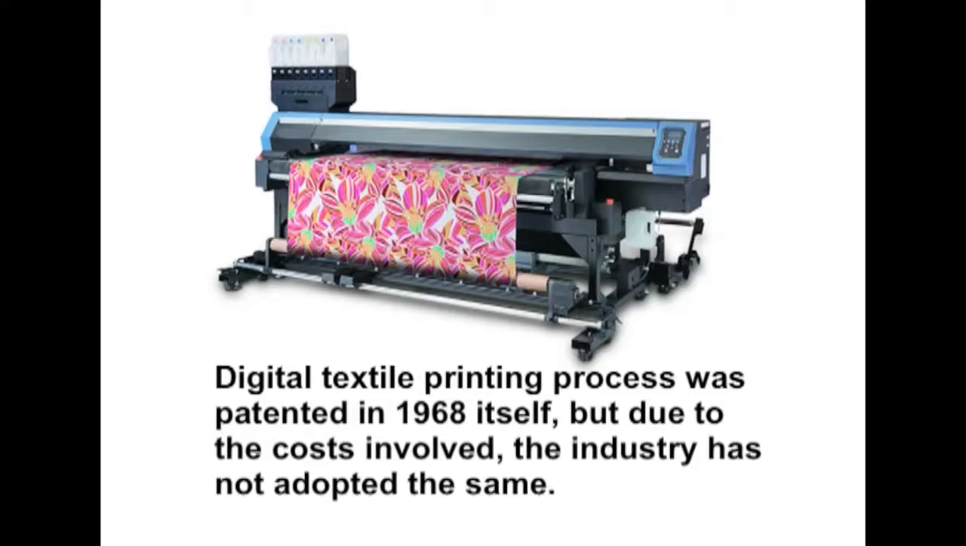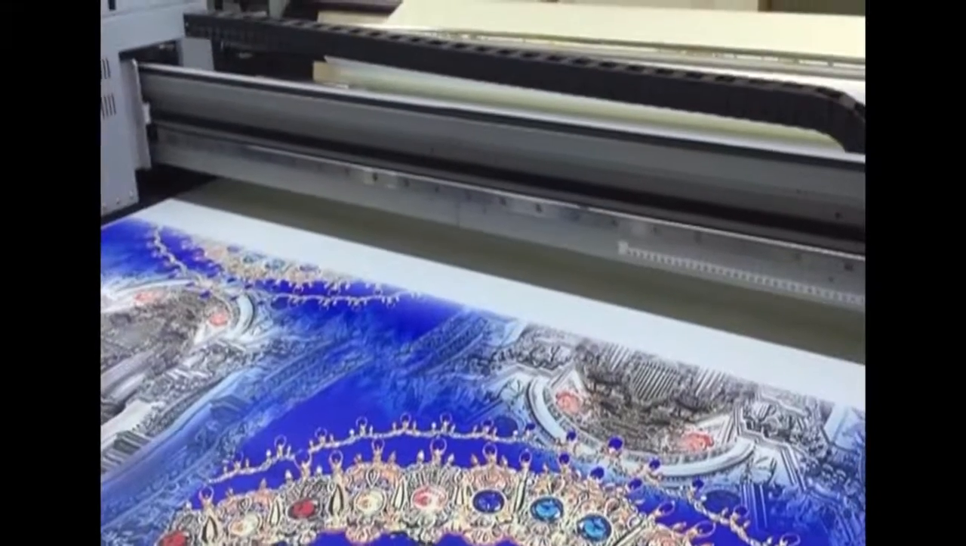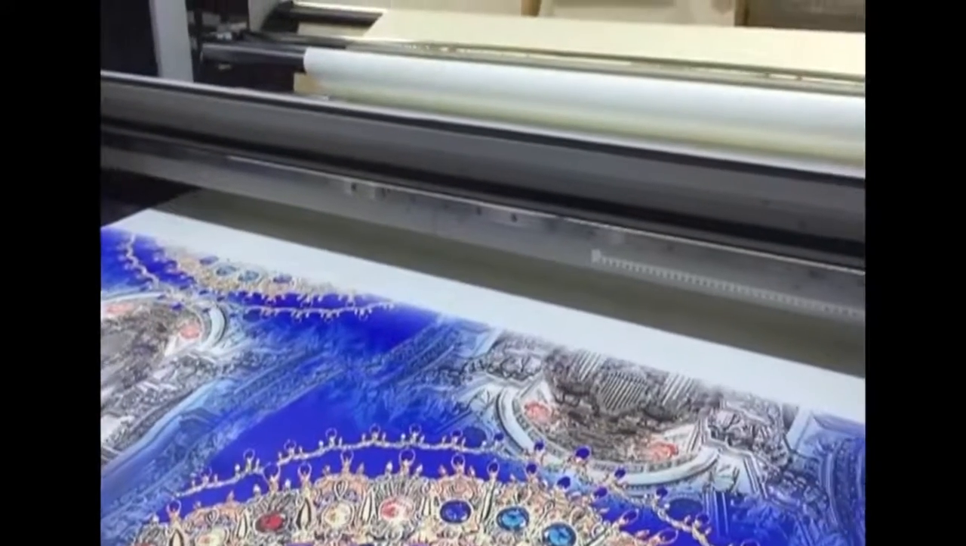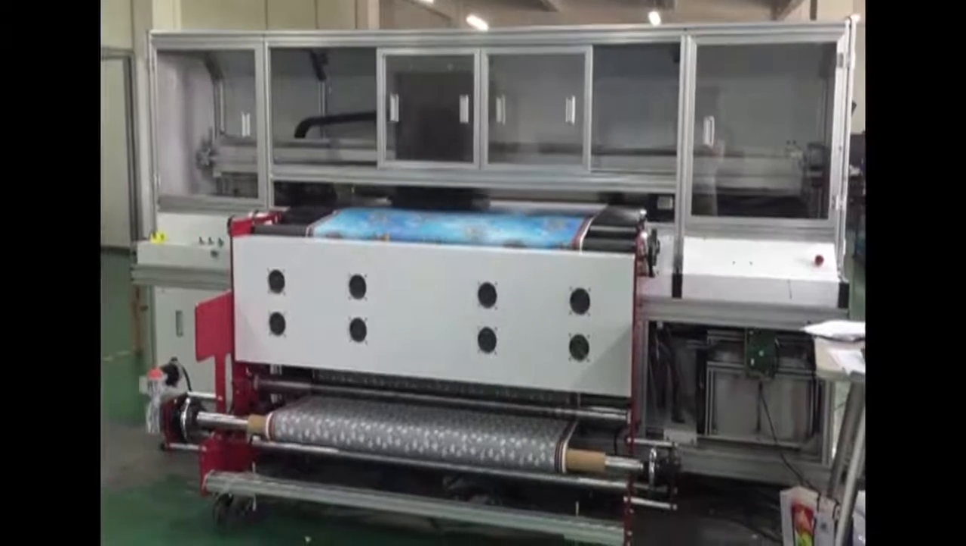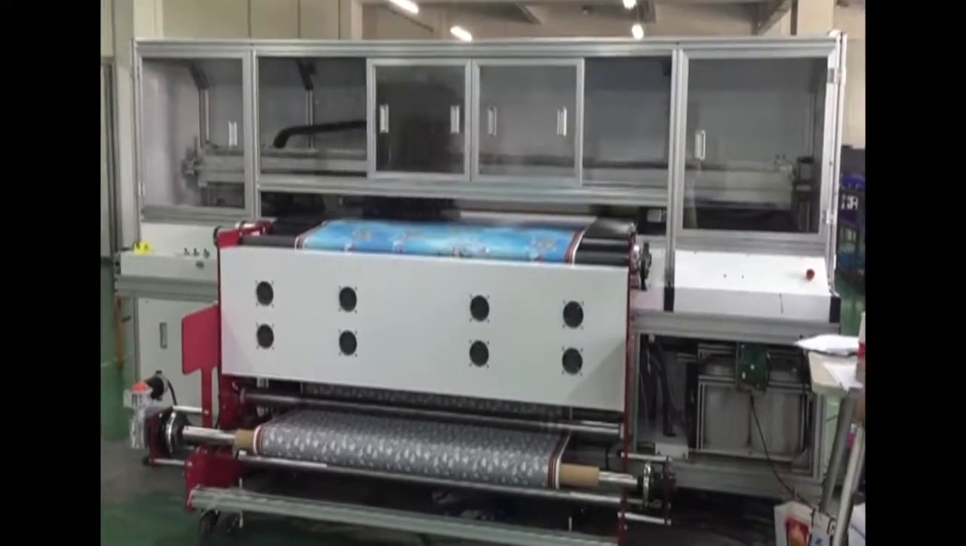This process was patented in 1968 itself, but due to the costs involved, the industry did not adopt it. But due to environmental protection issues, the manufacturers are now in favor of digital printing on textiles. The developments that occurred in the last few years have opened several opportunities in the field of digital printing. Digital textile printing is similar to printing on paper with a computer printer. Using this simple technology, anything can be printed on fabric with ease and the greatest precision.